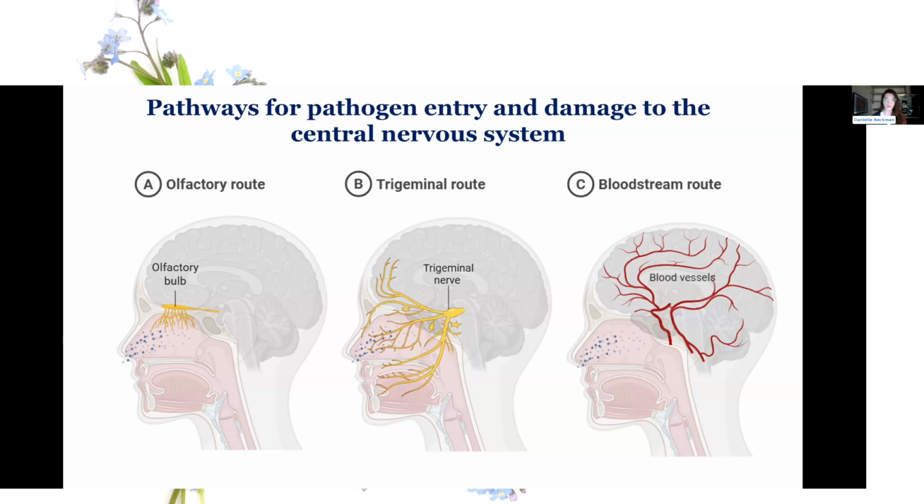So most people recover, some people don't recover, but this can be an indicator that a virus is entering the CNS, the central nervous system, and causing damage, and it can actually happen really fast after the infection.